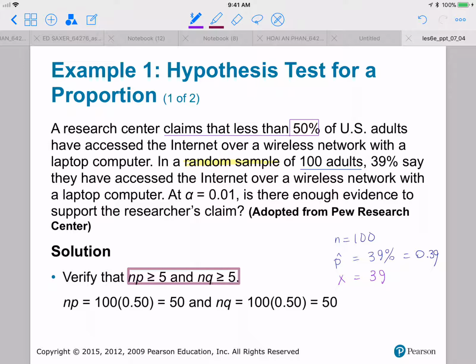Reading this problem, we are told that the research center claims that less than 50%. So this 50%, this is going to be our p. So p equals 50%, which we can write as a decimal, 0.5. So that's why for p, we're using 0.5. n, we already said, is equal to 100. And now once you have p, you have q, because remember q is always 1 minus p. So if p is 0.5, then q is going to be 0.5. And we're able to compute that np and nq are bigger than or equal to 5.